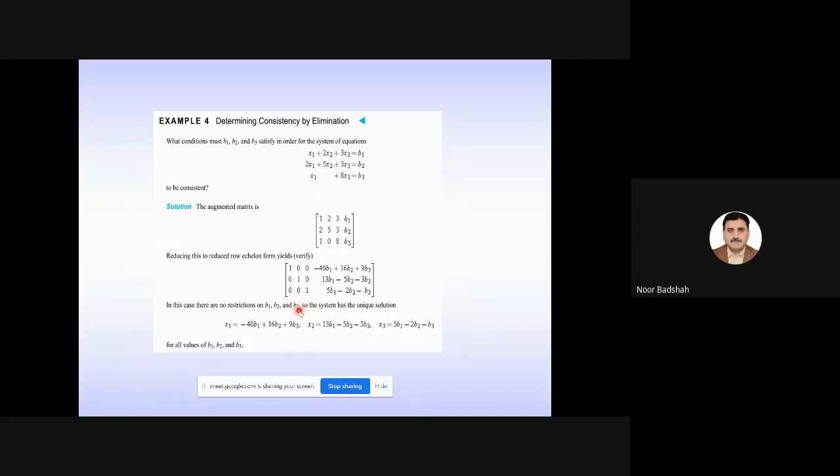Same thing here. In this case, this quantity is 1, so the system will have a unique solution.